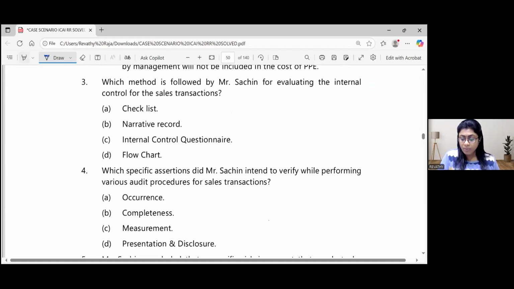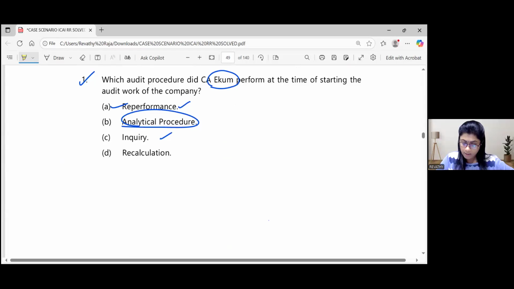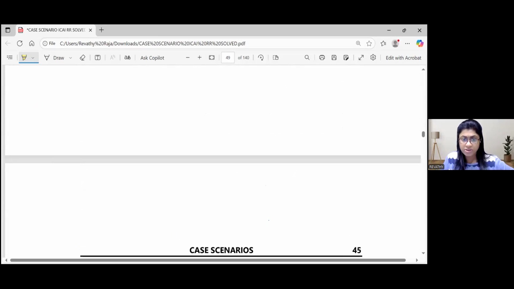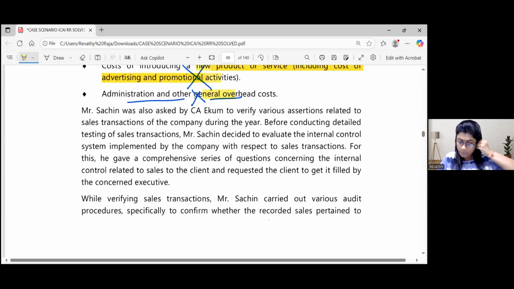Which method is followed by Mr. Sachin in evaluating the internal control for sales transactions? Internal control, Sachin, sales. Can you go in search? Where is it? Yeah, here.